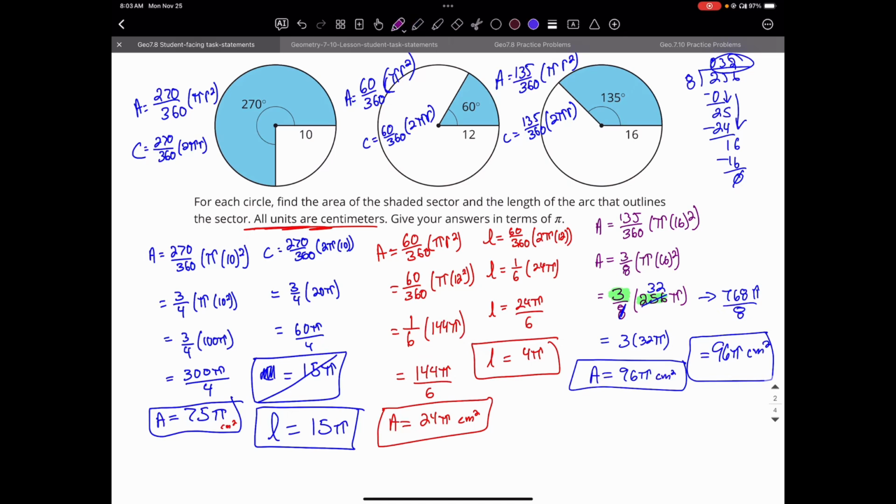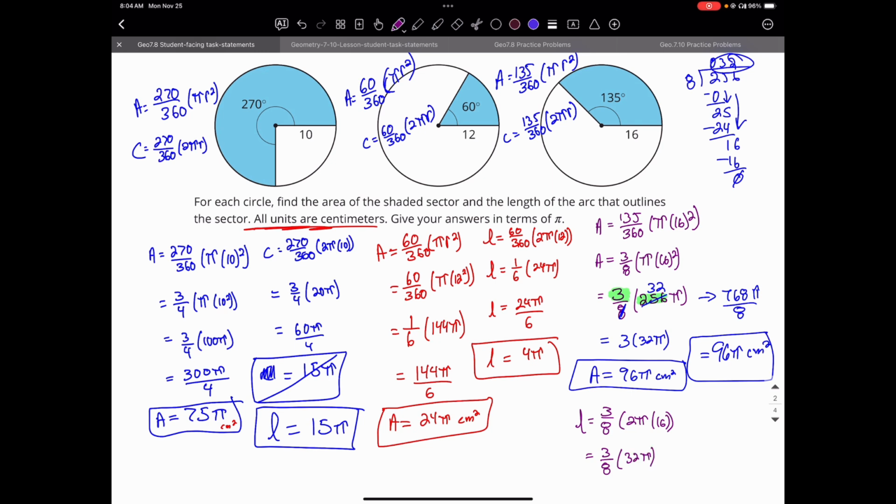All right, so for the last one, we'll do the length. Length, of course, is going to be the same thing, and I'm just going to use this smaller fraction that I've already figured out. So 3/8 times 2 pi times 16, right? Once again, 3/8, and then this is 2 times 16 is going to be 32 pi.